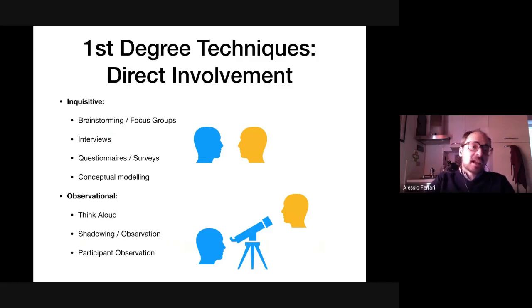There are two main categories. One is inquisitive techniques, and the other is observational techniques. In the inquisitive techniques, you actively participate in the collection of data.